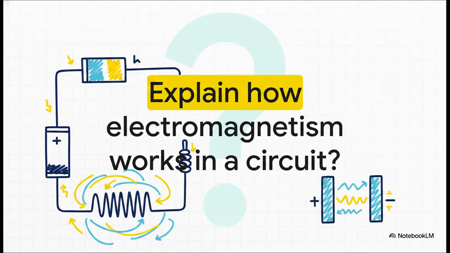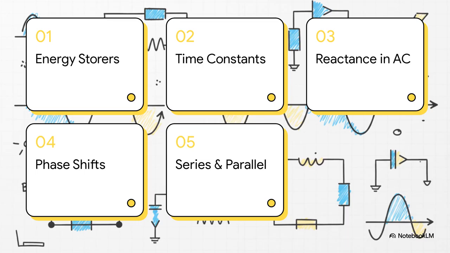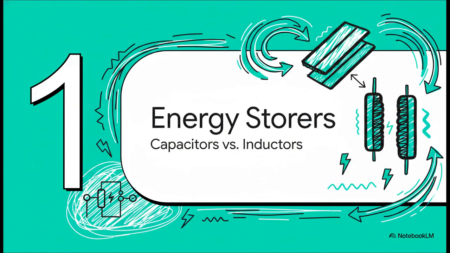Here is our cognitive roadmap for today. 1. Meet the energy storers. 2. Time constants and transients. 3. Reactance in AC circuits. 4. Phase shifts and phasors. And finally, 5. Series, parallel, and impedance. Let's jump right into section 1.